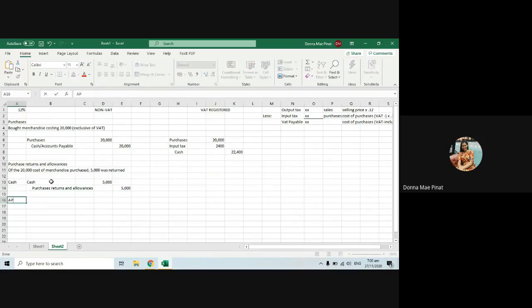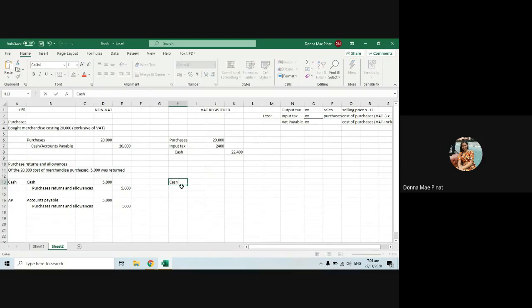But if it's accounts payable, of course, we get the accounts payable. Wait a moment, guys. Okay, purchases and allowances, 5,000. Now, if it's VAT, what are we going to do?